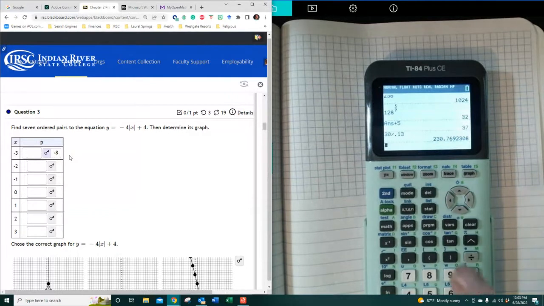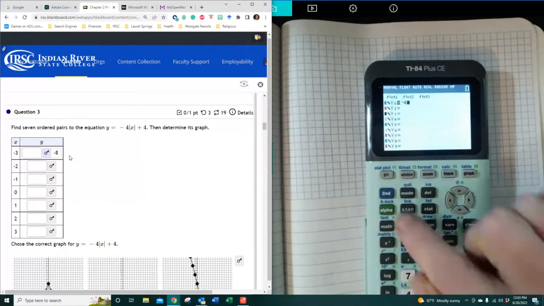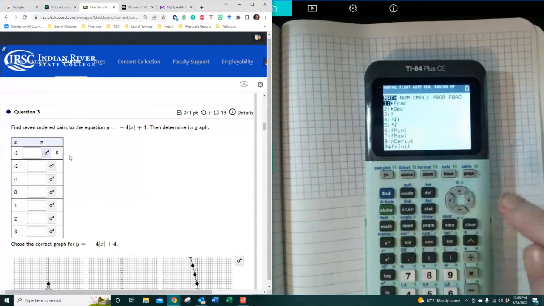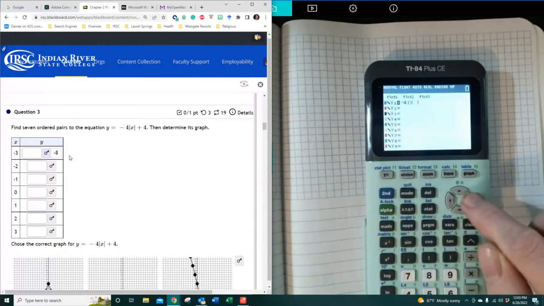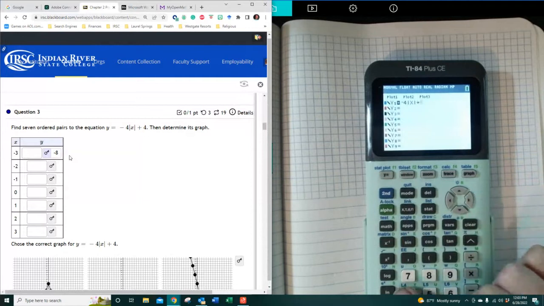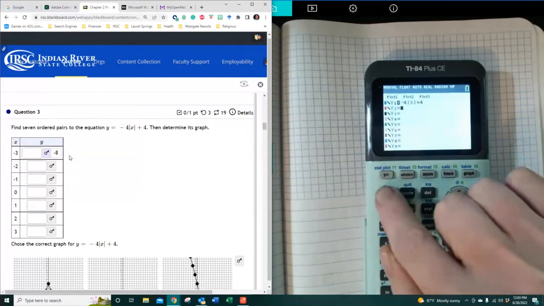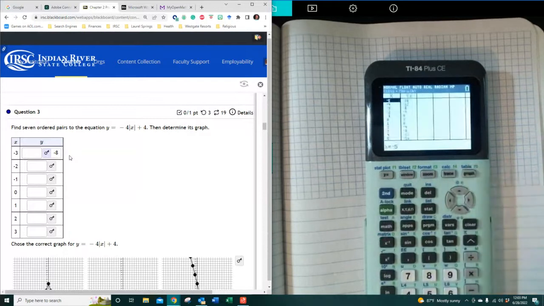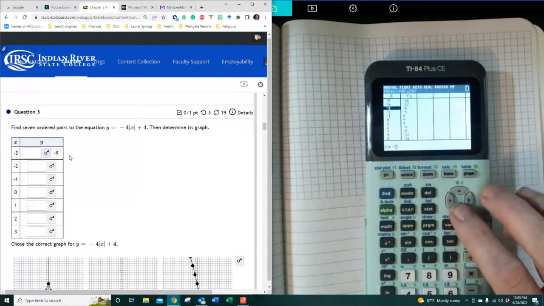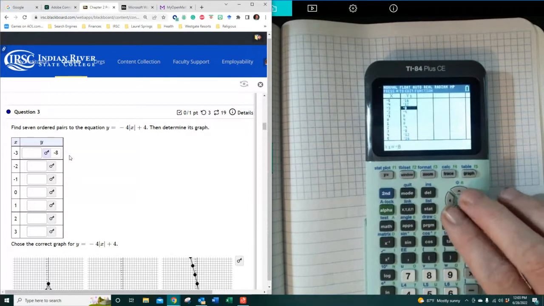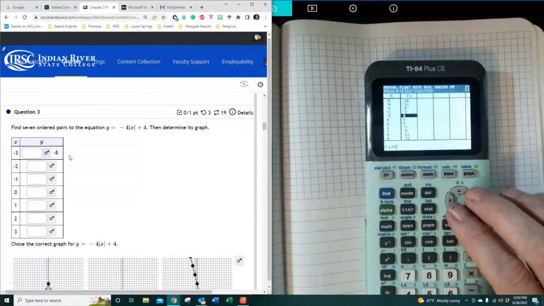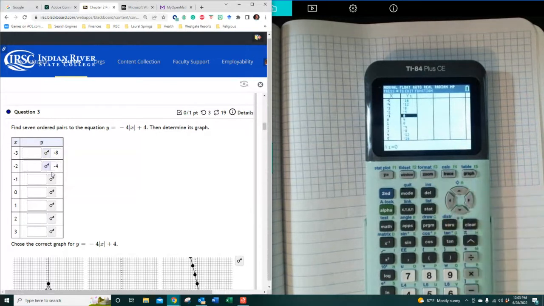But all that work being said and done, all you've got to do is hit y equals, enter -4, absolute value found under math, num, ABS. And then we put in x, close it, plus 4, enter. Now what's great about this is you hit second graph, and for every single input, it gives you the output that we need. So here are the answers: -8, -4, 0, and so on and so forth. Those are the answers you would go ahead and plug in.